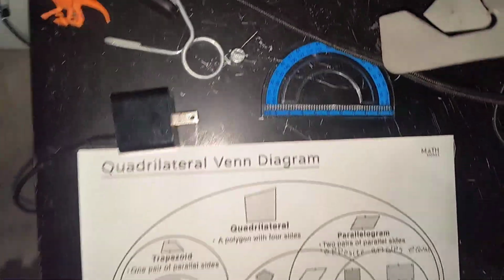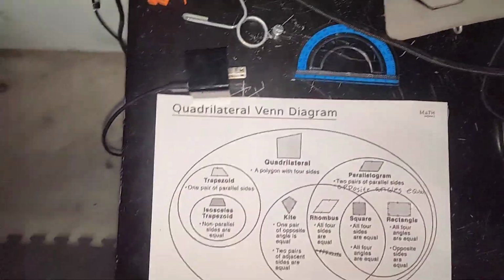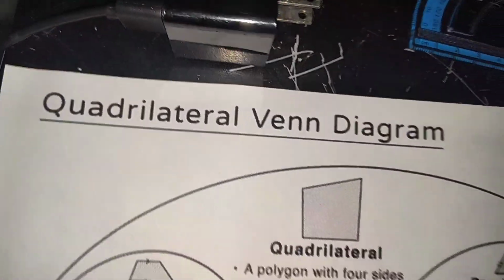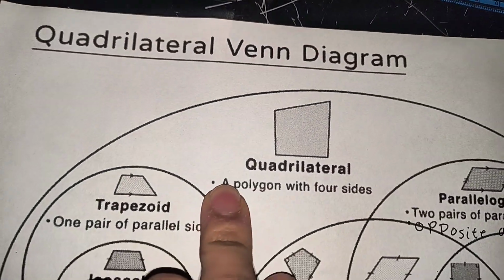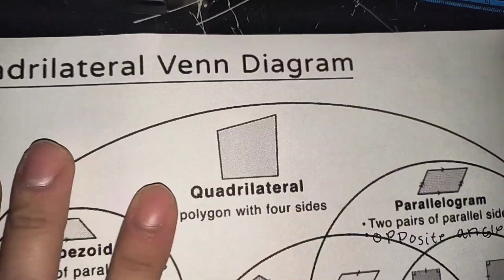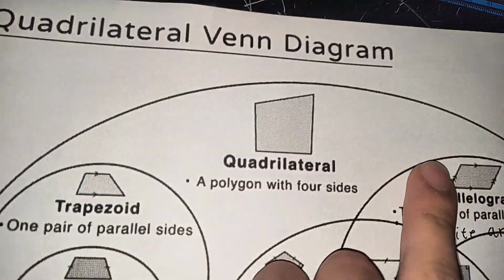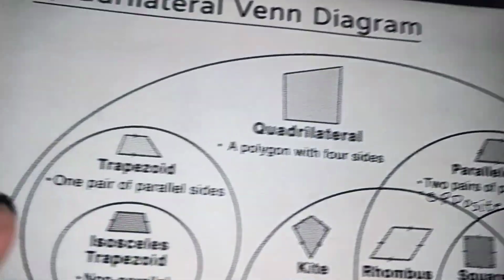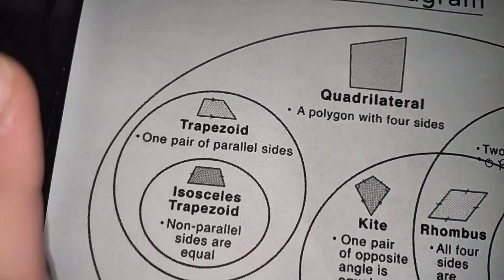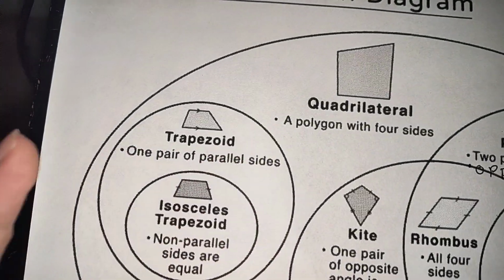Okay, today we're going to talk about grouping quadrilaterals with this Venn diagram that I got from this website, Math Monks. So here we go. A quadrilateral is a polygon with four sides, right? And inside that quadrilateral group, we have trapezoids. This is using the exclusive definition, which just says you can only have one pair of parallel sides.